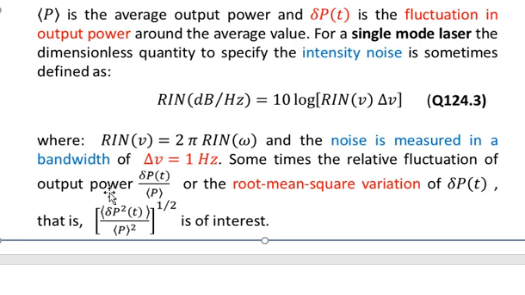Sometimes the relative fluctuations of the output power, which may be represented by the ratio of delta P of t divided by the average power, or the root mean square variation of delta P of t. The root mean square variation is represented by the square root of the average of the square of delta P of t divided by the square of the average power. So sometimes this quantity, that is delta P of t divided by the average power, is of interest, which represents the relative fluctuations in output power, or sometimes the root mean square variation of the fluctuation in power is of interest, and this is represented by this function.